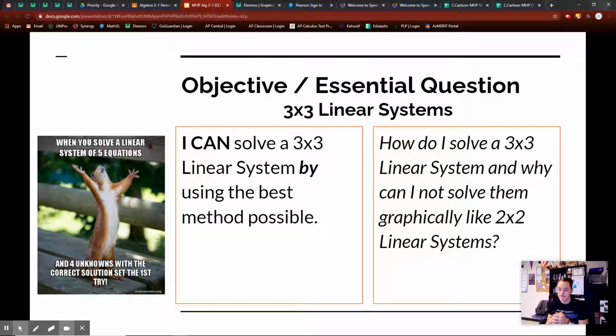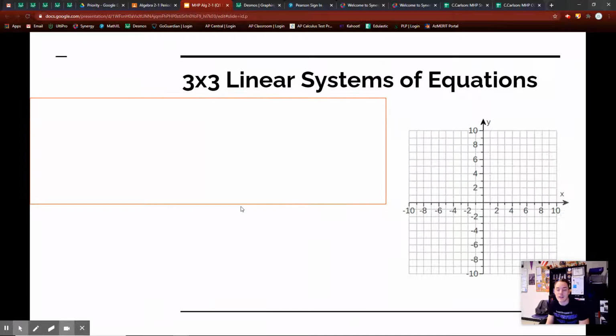Okay? Yes, like the squirrel, you can have a system of 5 equations, 4 unknowns with the correct solution set the first try. As you will notice, as we go through these, it's going to be very difficult to try to get to the answer without doing some sort of algebraic work. So make sure you have lots of room on your notes. Make sure you're taking notes, okay?